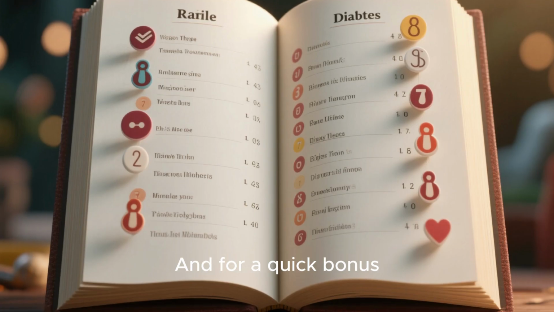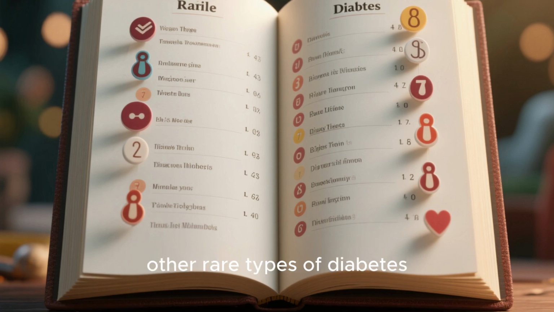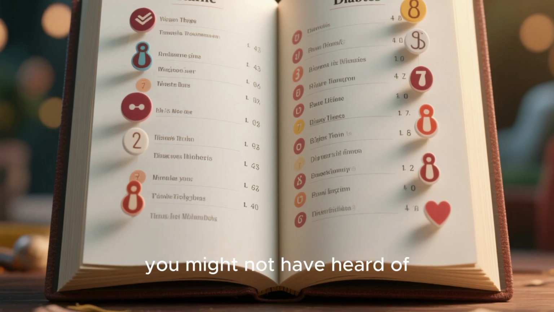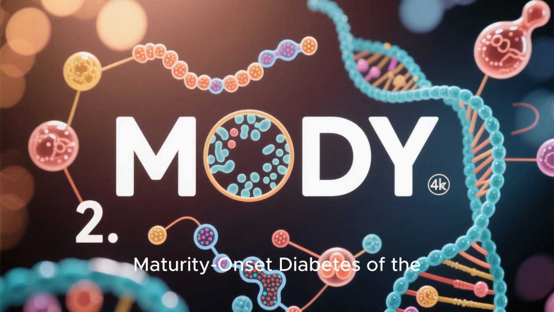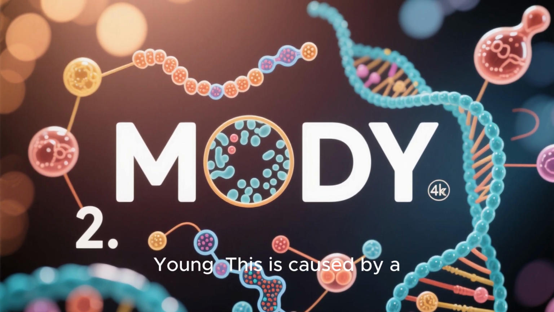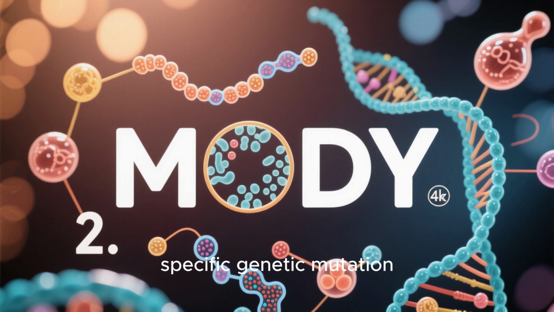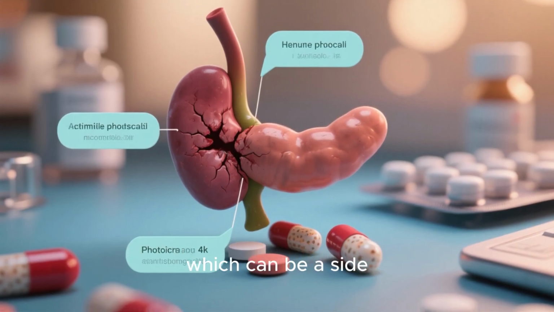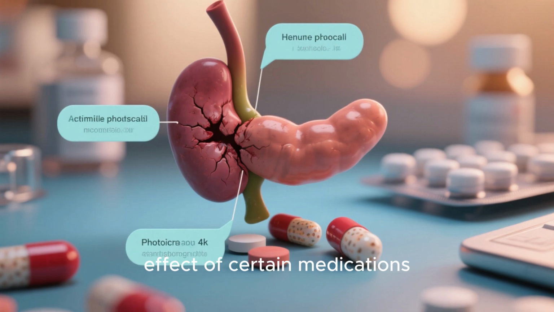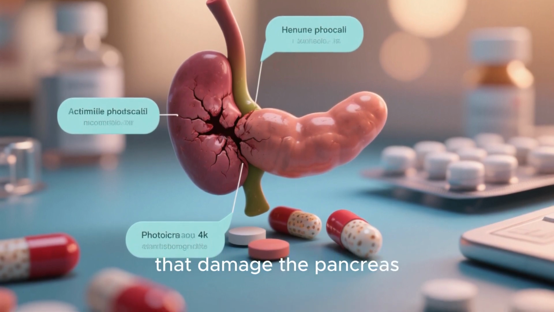And for a quick bonus, there are also some other rare types of diabetes you might not have heard of. For example, there's MODY, which stands for maturity onset diabetes of the young. This is caused by a specific genetic mutation. There's also secondary diabetes, which can be a side effect of certain medications or other diseases that damage the pancreas.